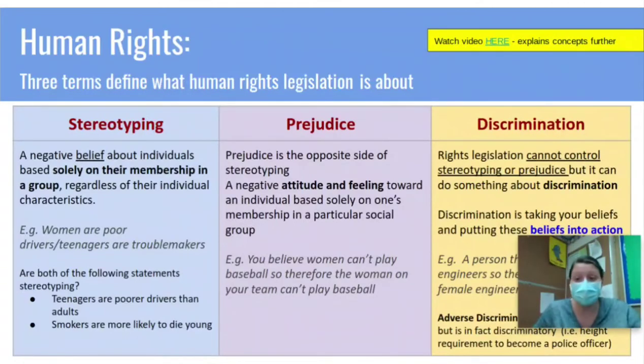So you can know nothing about a person, but if you notice that they are female, if you notice that they are a teenager, if you notice that they are a certain race or a certain color, and you automatically in your head have an opinion about them, then that opinion is what is deemed to be a stereotype. So if people see teenagers and they go, oh, they're terrible drivers, that is a stereotype.